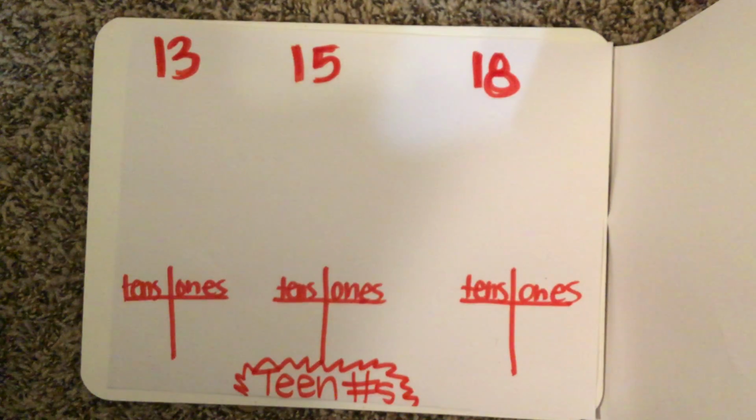Moving on for Wednesday's math lesson, we're going to be looking at numbers that are called teen numbers. So, numbers like 13, 14, 15, 16, 17, 18, 19.